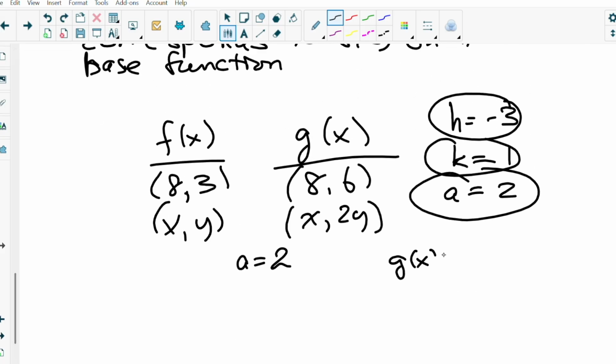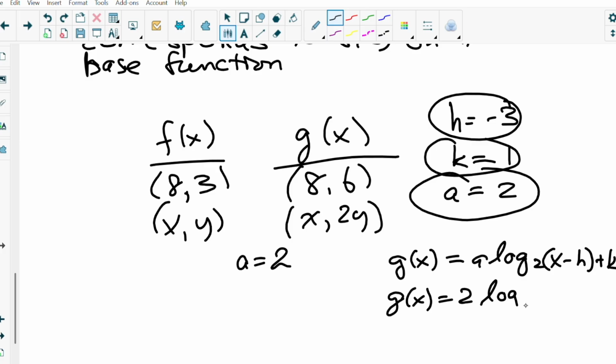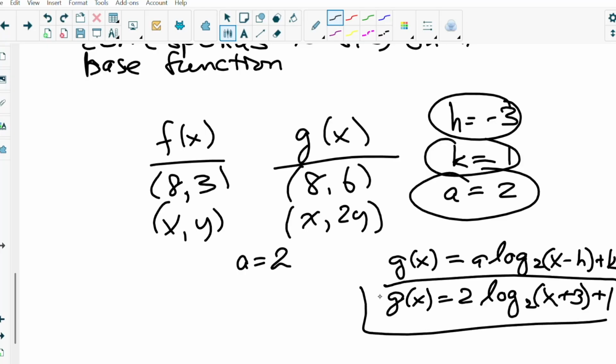Okay, so I need it in the form g of x equals a log base 2 of x minus h plus k. And let's fill in our values. That's 2 log base 2 of x minus -3, or plus 3, and then plus 1. Okay, again, this is quite a challenging problem where you reverse all of your transformations out.